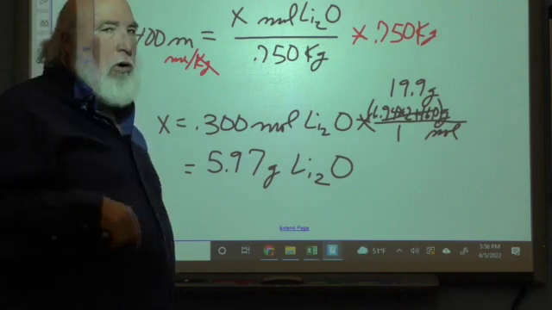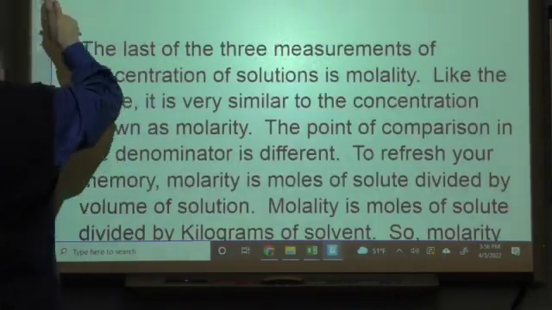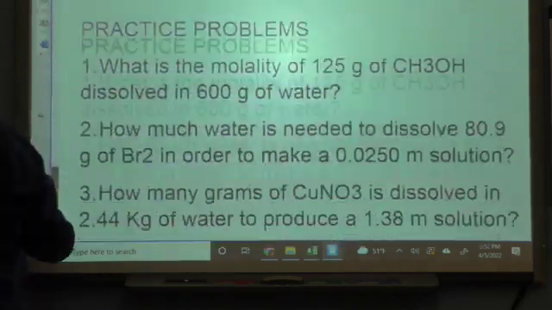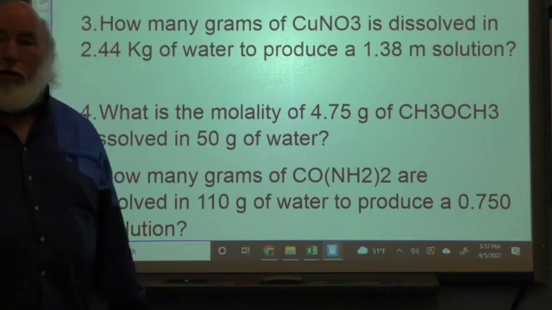You now are able to do all 3 types of molality problems. So we have practice problems at the end of the script here, 5 problems. Have fun!